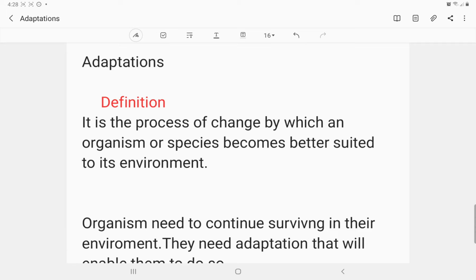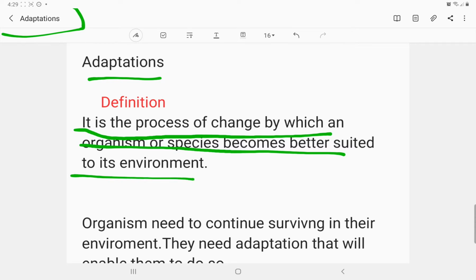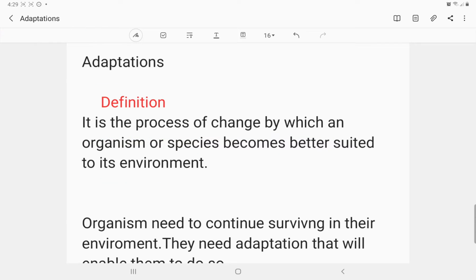Today we're going to study adaptations. What is adaptation? Adaptation is the process of change by which an organism or species becomes better suited to its environment.